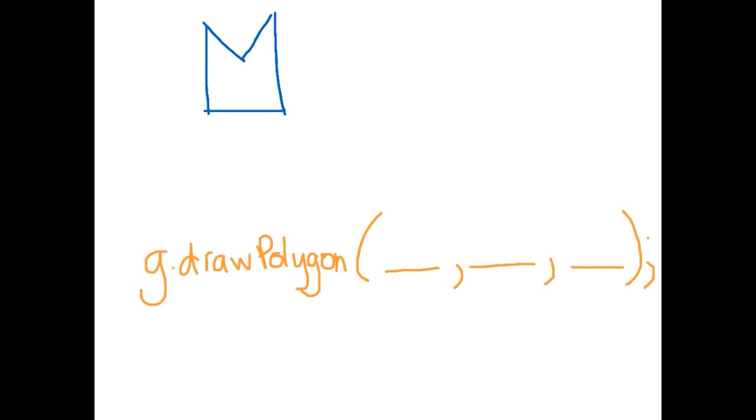Let's start quickly with the vertices. We've got the bottom left corner, top left, the middle point, top right, and bottom right. So that means there's 5 vertices. That means that as I make my integer arrays with all the x points and then all the y points, they will each have 5 items in there.